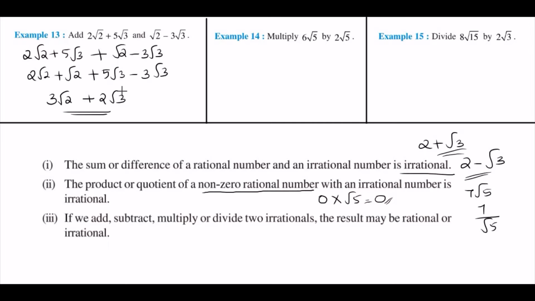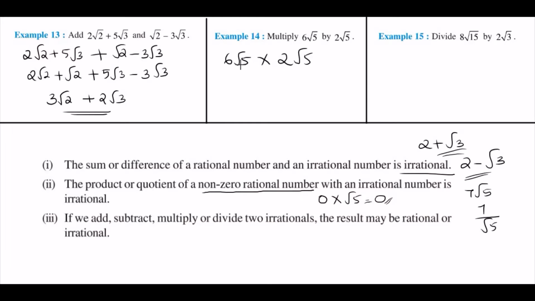So our answer is 3 root 2 plus 2 root 3. As the whole number inside the radical sign is different, here you cannot add the coefficients. Only when the radicand, that is inside, are the same, you can add the coefficients. So this is the answer, and this is an irrational number. Now let's multiply 6 root 5 by 2 root 5. So 6 root 5 is an irrational number and 2 root 5 is also an irrational number. So when you multiply 6 root 5 by 2 root 5.